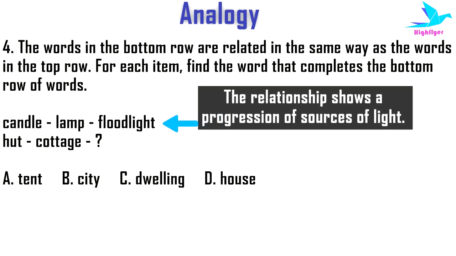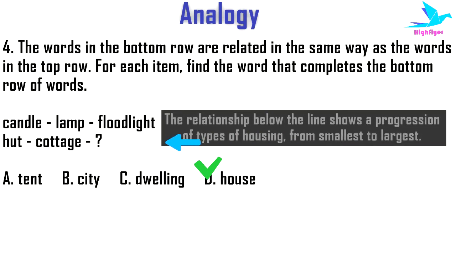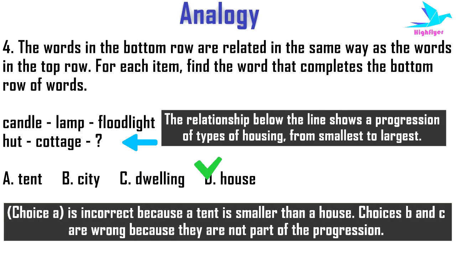Now if we again look at the first three, candle, lamp and floodlight, then we can find the relation between them as sources of light, and they're arranged such that their power is in increasing order. That means lamp is more powerful than candle and floodlight is more powerful than lamp. So the option that we can see as feasible is a house, because here hut, cottage and house are all sources of housing or shelter. And as far as order is concerned, cottage is bigger than a hut and a house is bigger than a cottage. Some might also consider tent as an option, but tent is smaller than a hut, so it does not match the ascending order.